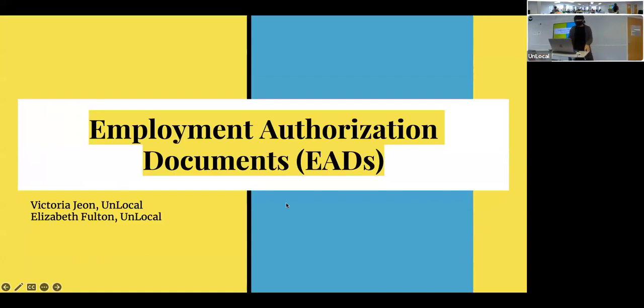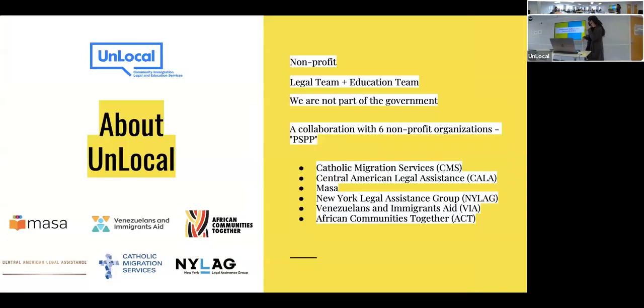So before we begin, a little bit about myself, Unlocal, and the collaboration that we have been engaging in. Firstly, as I mentioned, I'm Victoria Jun, and I work specifically within the Career Immigrant Justice Project within Unlocal. That is, I work with asylum seekers who are largely of the LGBTQ community.